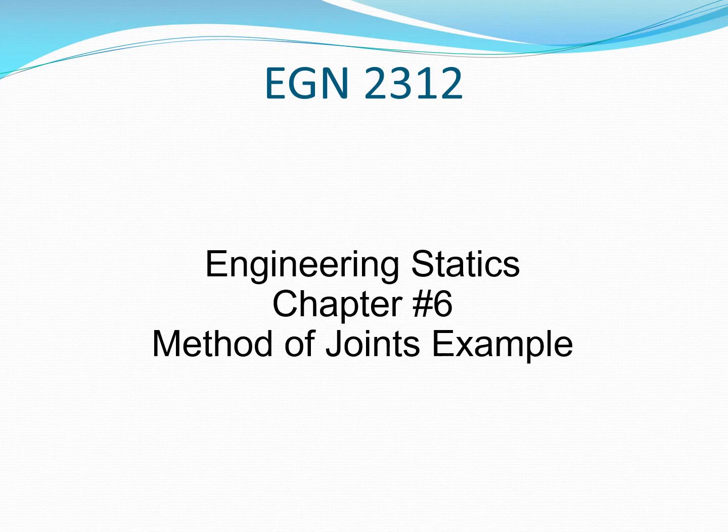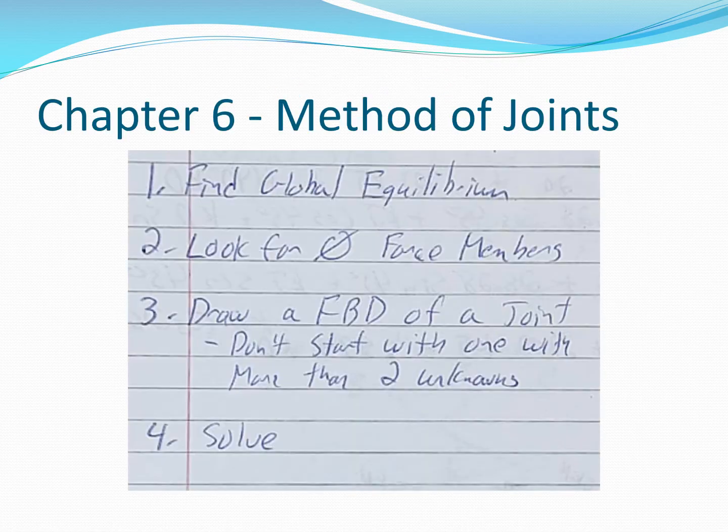Well, here's an example from chapter 6, doing the method of joints. Just as a quick overview, here are the steps you need to solve for method of joints. You're going to find global equilibrium. You've got to do that first. You can do that with the entire truss.